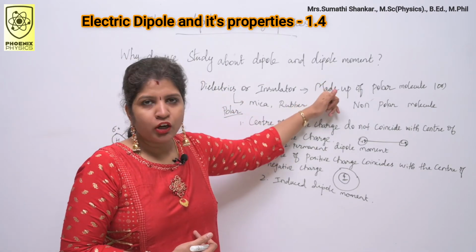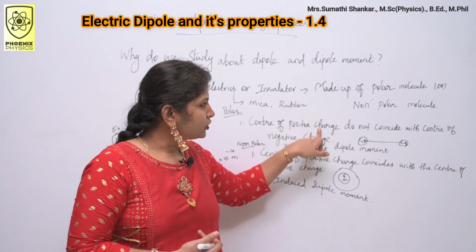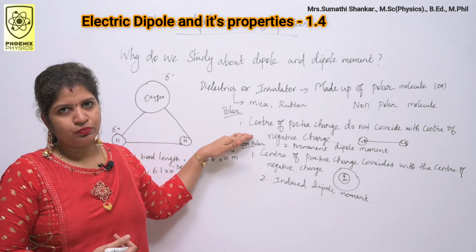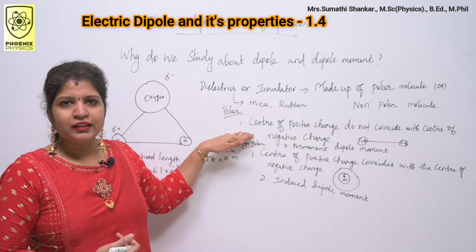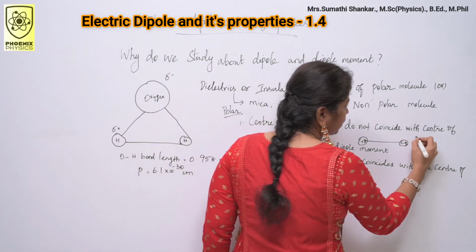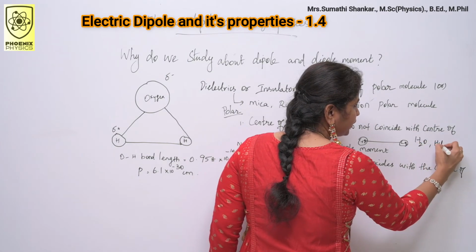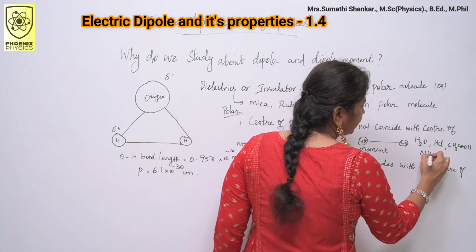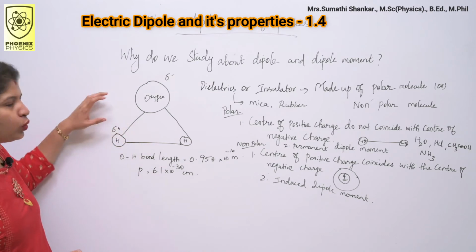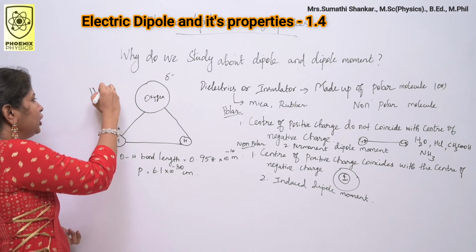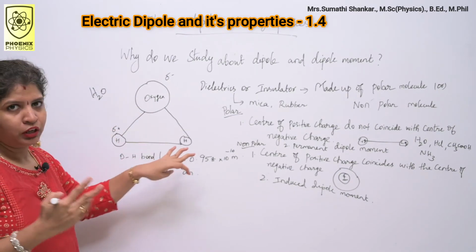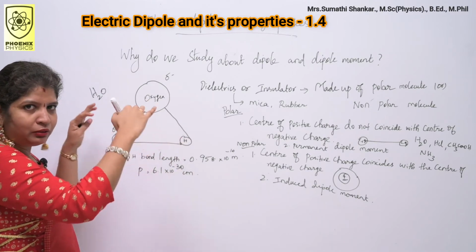If it is a polar molecule, the center of the positive charge does not coincide with the center of the negative charge. What is the meaning? First let us see some examples of polar molecules. Examples of polar molecules are water, H2O, HCl, CH3CO and ammonia. I have taken only the water molecule. You know that a water molecule has one oxygen atom and two hydrogen atoms. Actually the shape is like this, a bending structure.